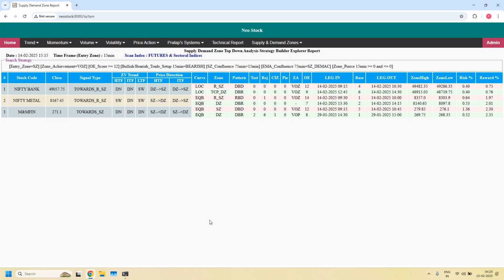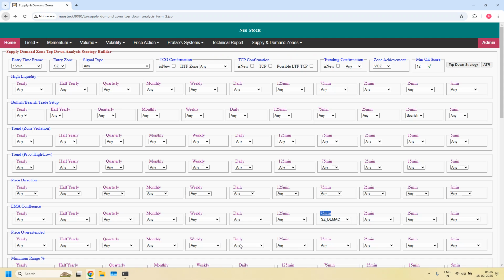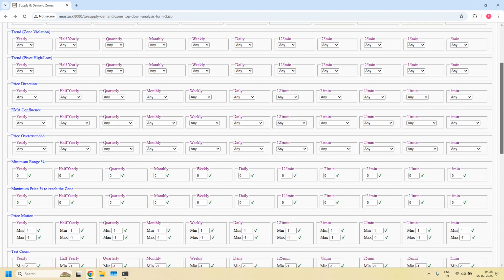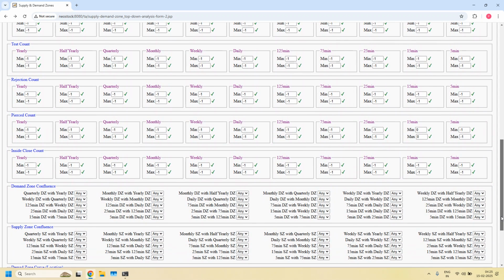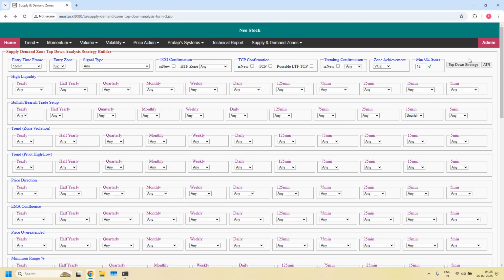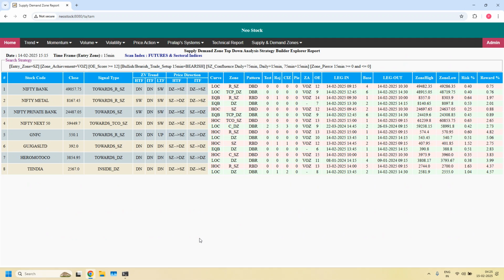Next, we will look for LTF, ITF and HTF supply zone confluence. Removing EMA filter. In the supply zone confluence, 3 filters we have to set. First filter is already enabled. Second, 15 minute supply zone with daily supply zone confluence. Third, 75 minute supply zone with daily supply zone confluence. With all the 3 filters enabled, LTF, ITF, HTF supply zone confluence, we got 8 stocks.